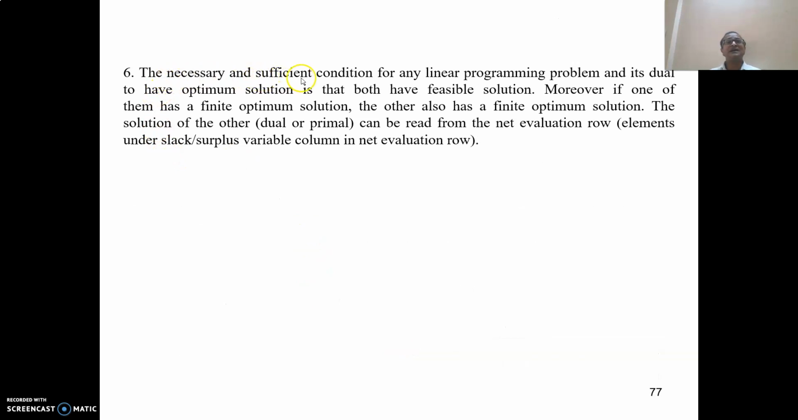The necessary and sufficient condition for any linear programming problem and its dual to have an optimum solution is that both have a feasible solution. Moreover, if one of them has a finite optimal solution, then the other also has a finite optimal solution. The solution of the other, that is the dual problem, can be read from the net evaluation row elements under the slack or surplus variable columns.